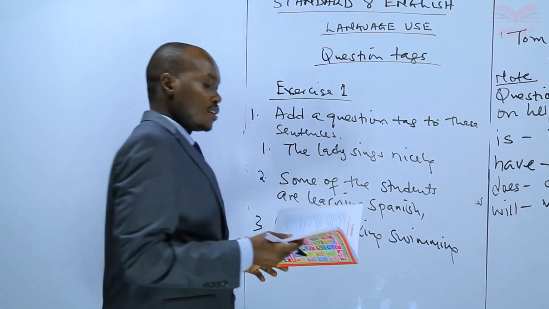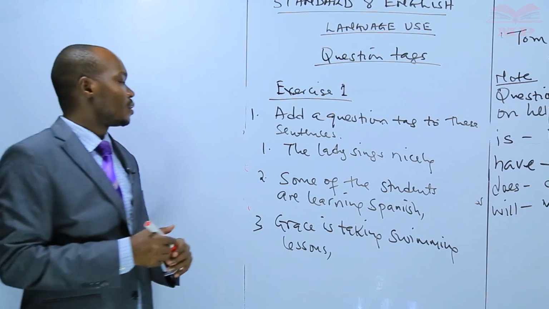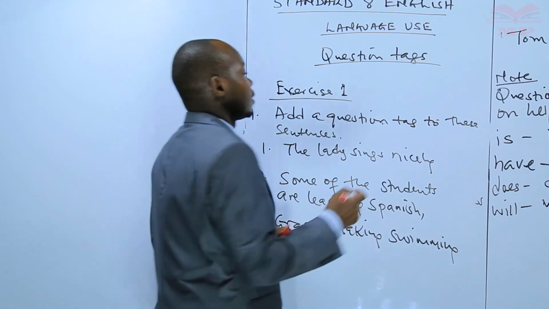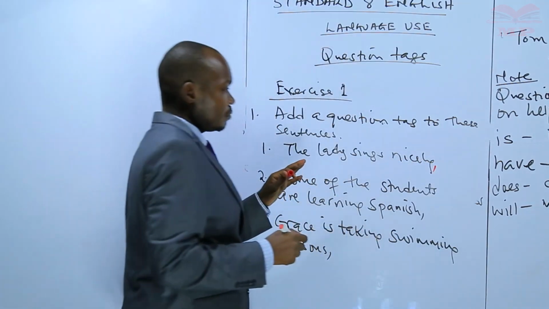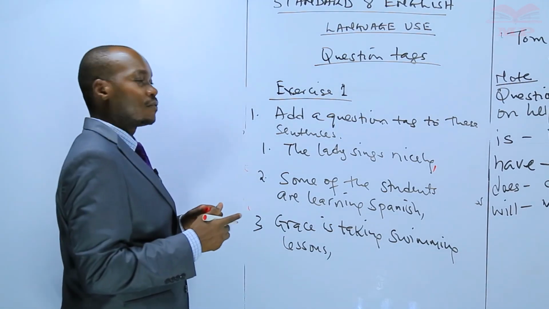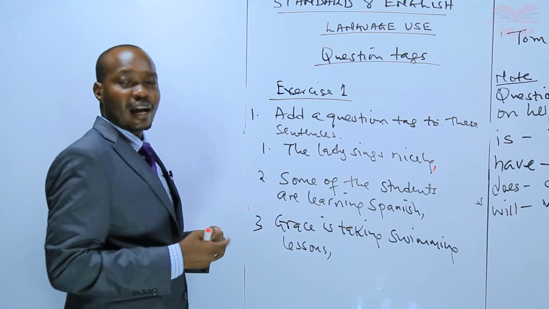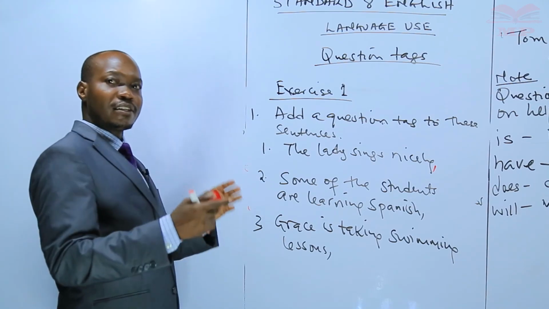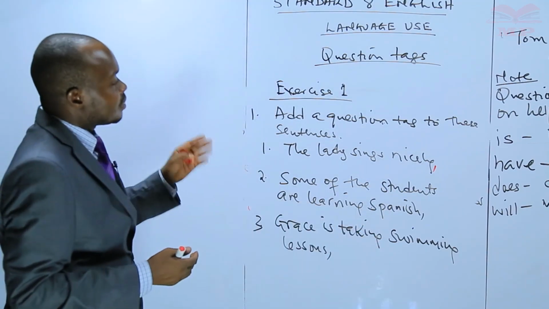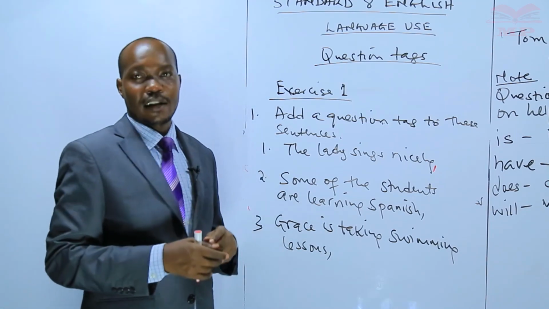Now we want to use this as examples, all right? There are so many. The lady sings nicely. I told you, you have to look at the sentence. Is it positive or negative? If the sentence is positive, you give it a negative tag, and vice versa. That means if the sentence is negative, give it a positive tag. So the lady sings nicely. This is a positive sentence. It will take a negative tag.